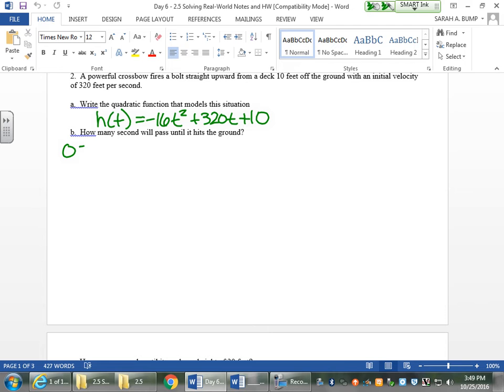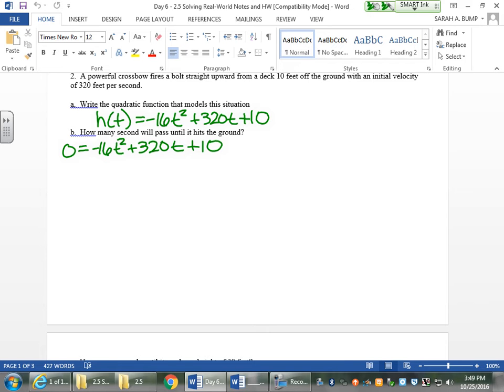So I'm subbing in 0 for h of t, and I want to see that. Don't skip that step. Don't go right to the solving method. Show me subbing in 0 so that you realize that the ground is a height of 0. That's important. I normally take off points if I don't see that step. Okay, so I just rewrote it, subbing in 0 for h of t.